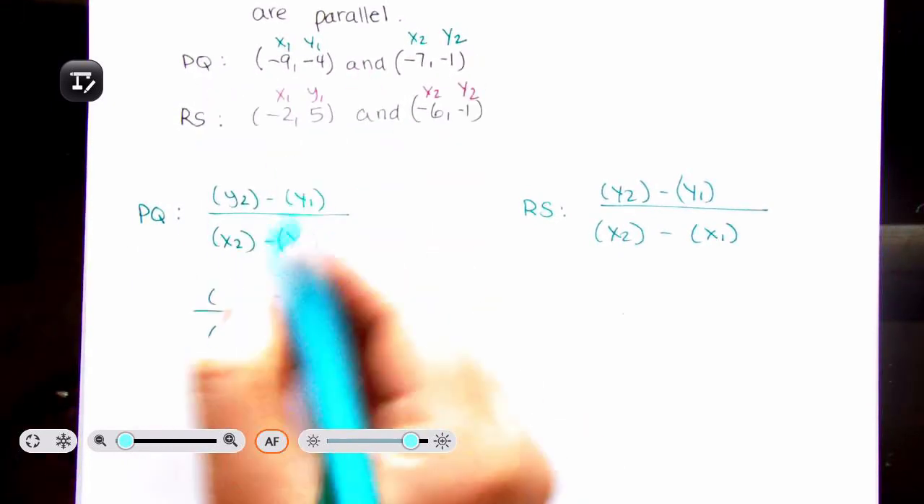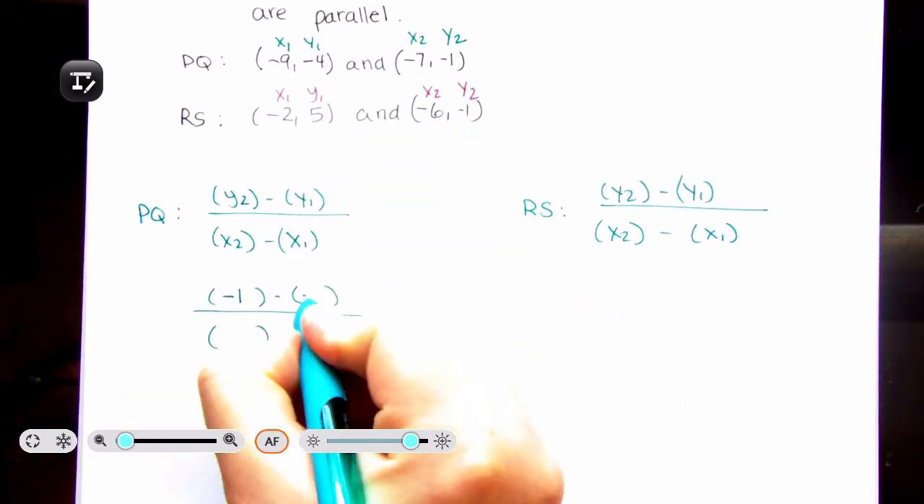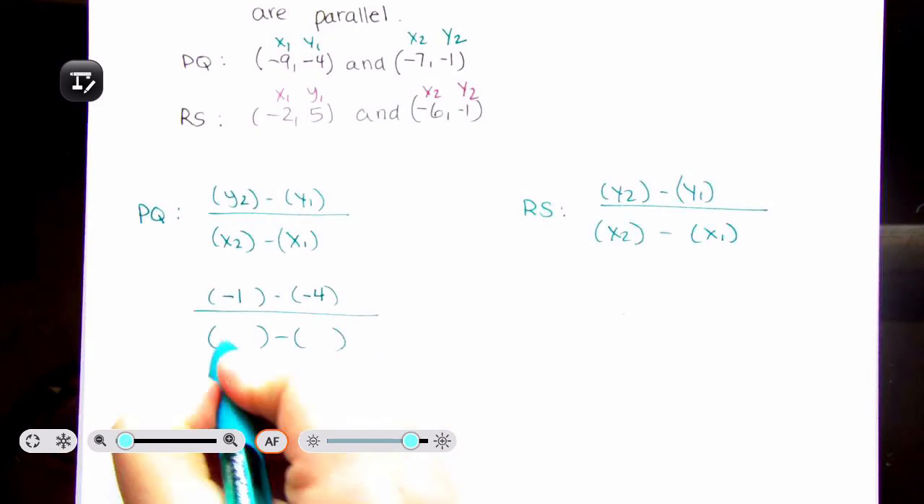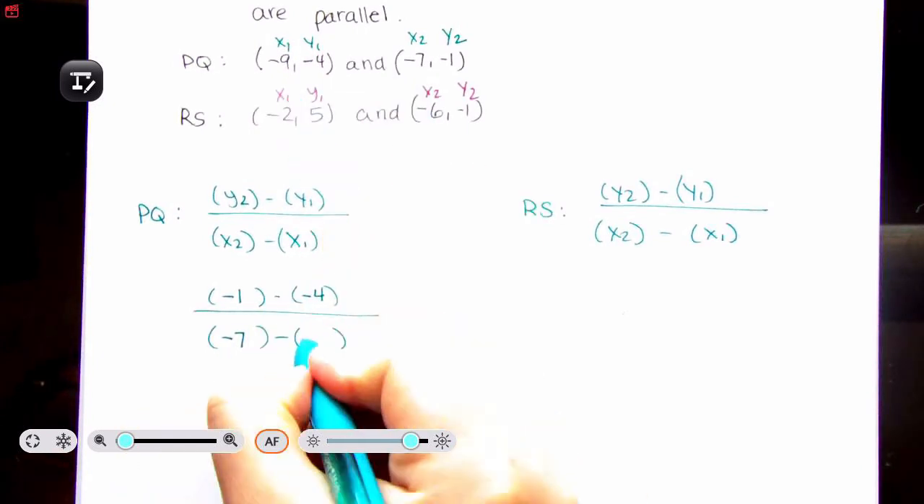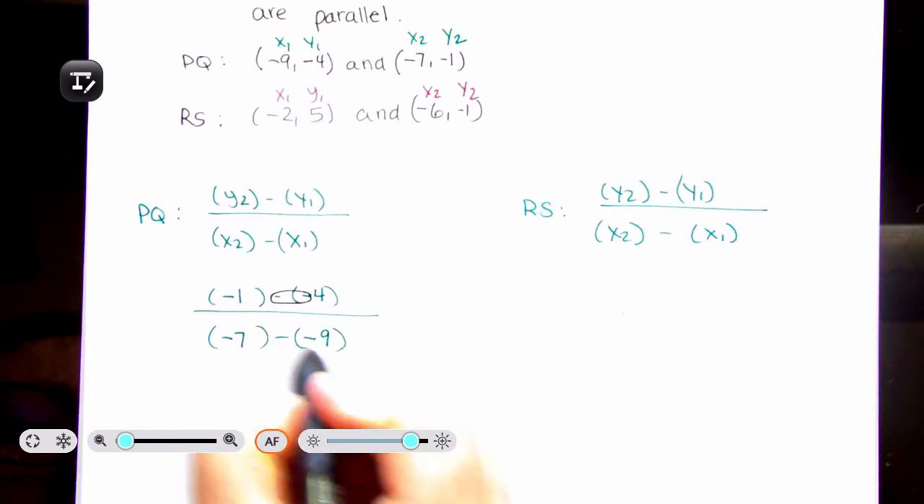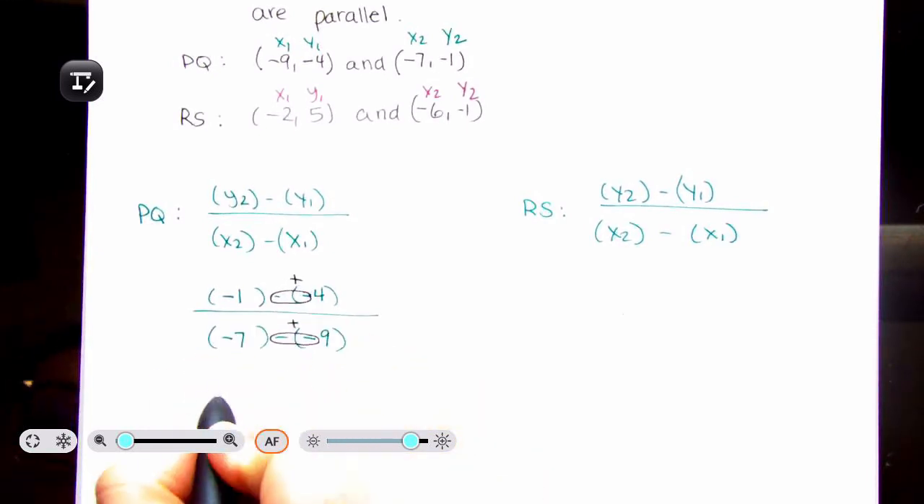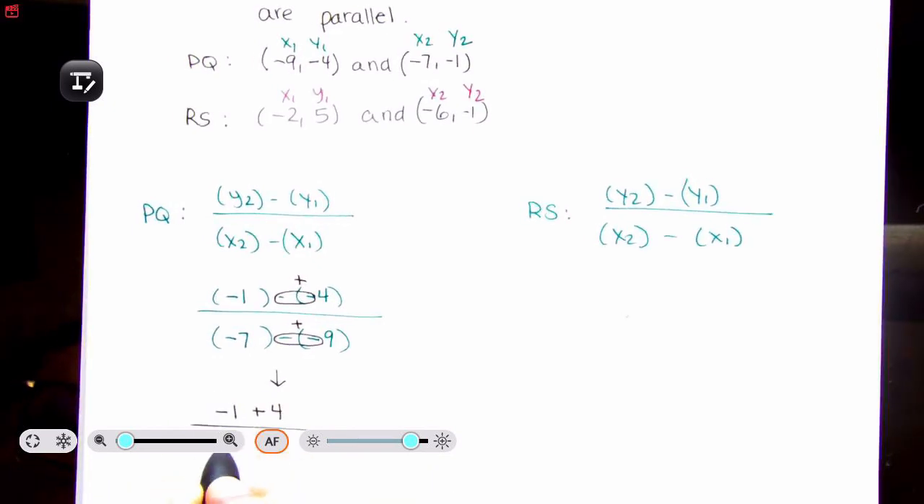So what do we have for y2? y2, we have a -1. y1, we have a -4. x2, we have a -7. x1, we have a -9. Once again, I see two negatives that I can circle without crossing any numbers out. That becomes a positive. So I have -1 plus 4, and I have -7 plus 9.